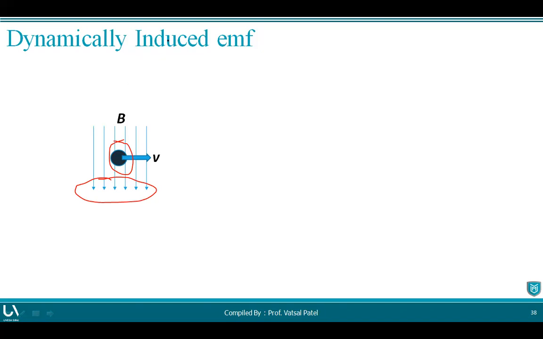What do you mean by capital B? It is the magnetic flux density. Exactly. And the V is indicating the velocity. That I will tell you how it is there. This is our first diagram.